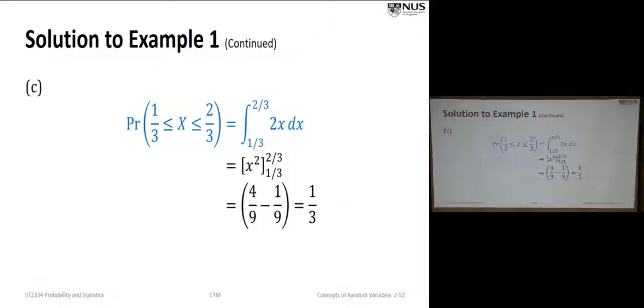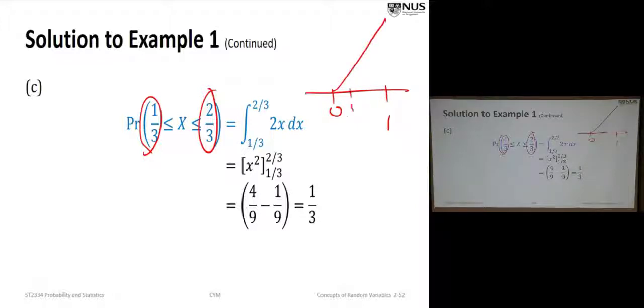Between 1/3 and 2/3, this one is much easier because now you already specify the lower limit and the upper limit. If I draw the graph, it's like that. So this is the part, and we're looking at 1/3 and 2/3. In other words, we're looking at this area. This is the probability of x falling between 1/3 and 2/3. So the answer is 1/3. Oh, 1/3, is it by coincidence?